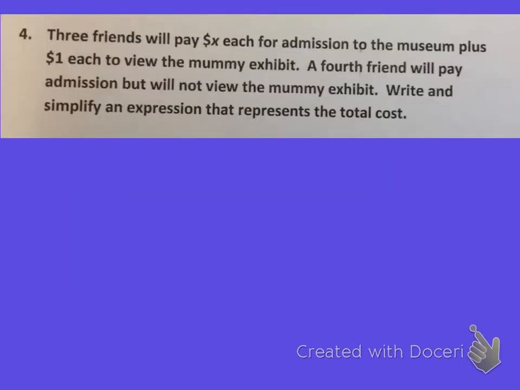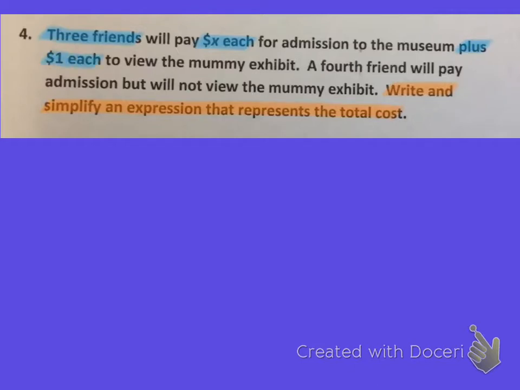3 friends will pay x dollars each for admission to the museum plus $1 each to view the mummy exhibit. A 4th friend will pay admission but will not view the mummy exhibit. Write and simplify an expression that represents the total cost. So let's highlight the important information. I've highlighted the question. We need to know that there are 3 friends. They pay x dollars each for admission plus $1 each for the mummy exhibit.